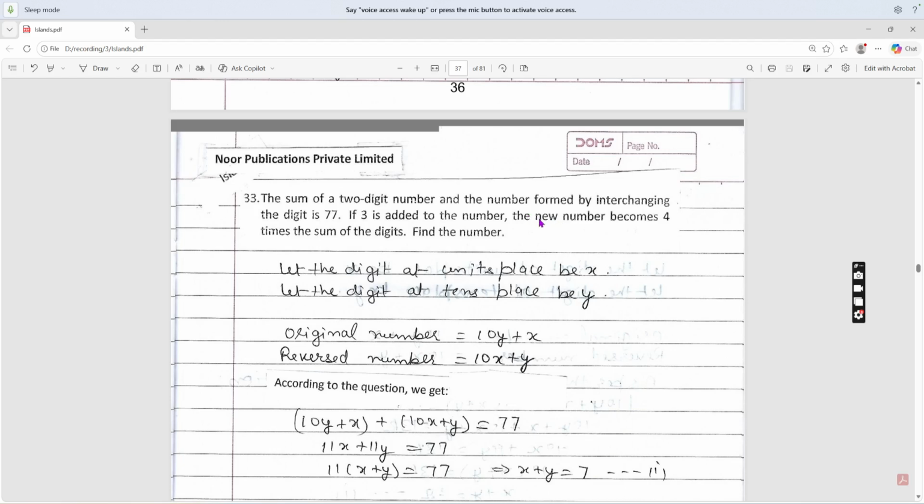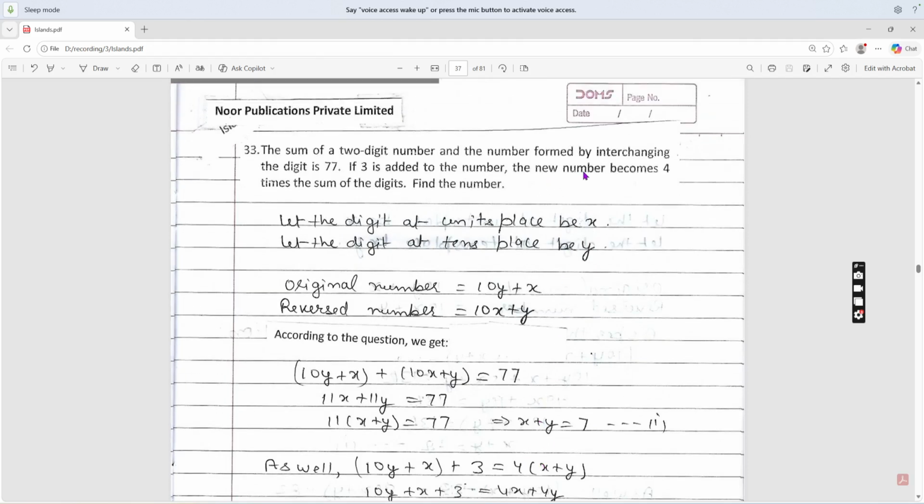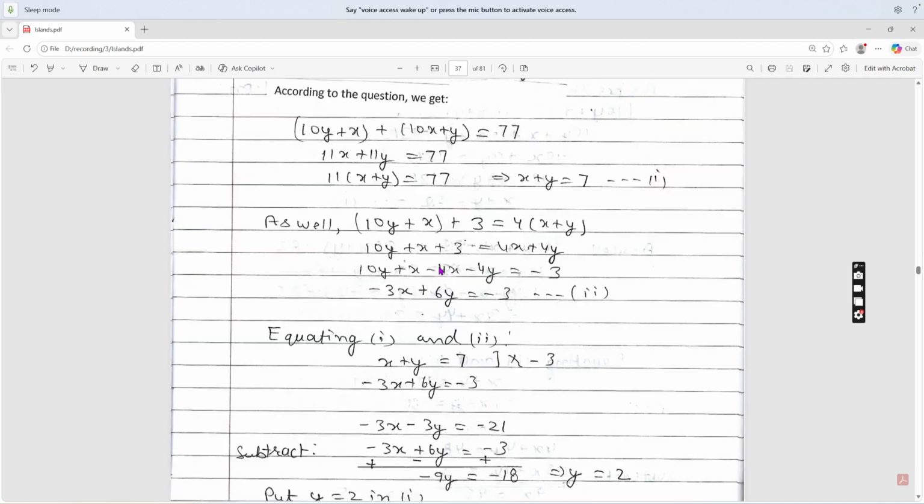Here the new number is not the number which we are getting by reversing the digits, as it happened so many times in the previous questions. Here the new number is nothing but the LHS. What is the LHS? The old number or the original number plus 3. What is the original number? 10y plus x plus 3 is the original number. That is called a new number. So it is given 10y plus x plus 3 is equal to 4 times the sum of the digits. What is the sum of the digits? x plus y. So 4 into (x plus y).